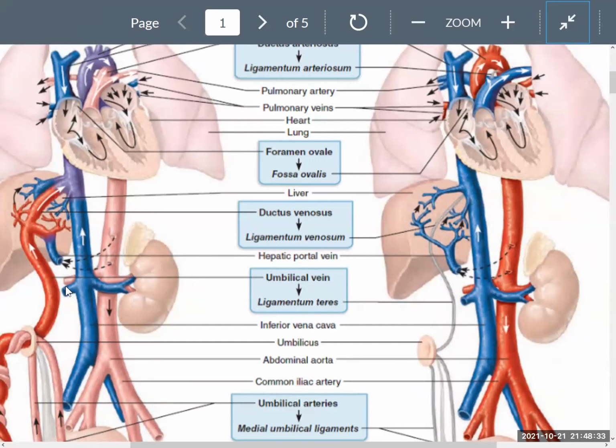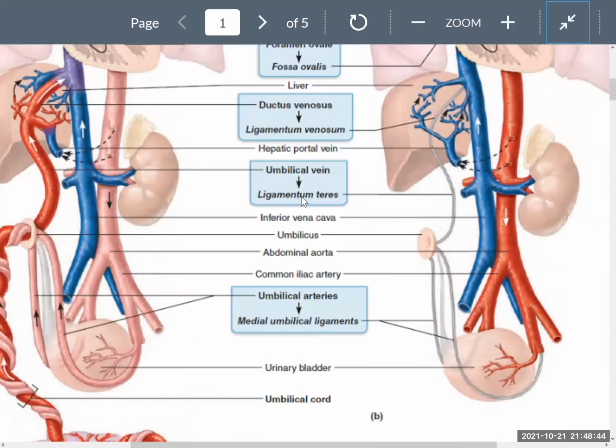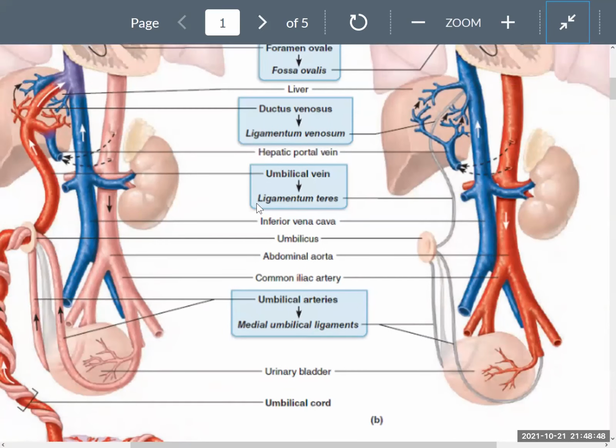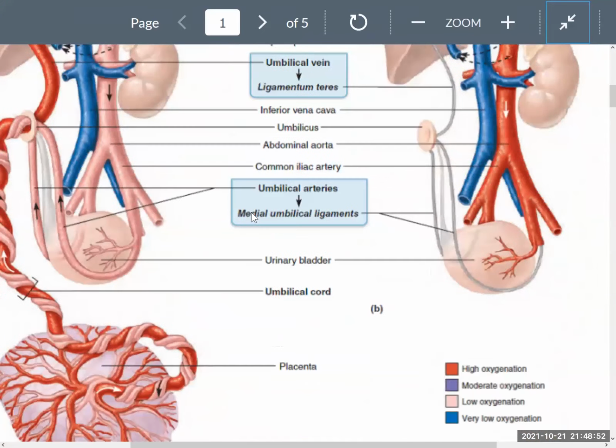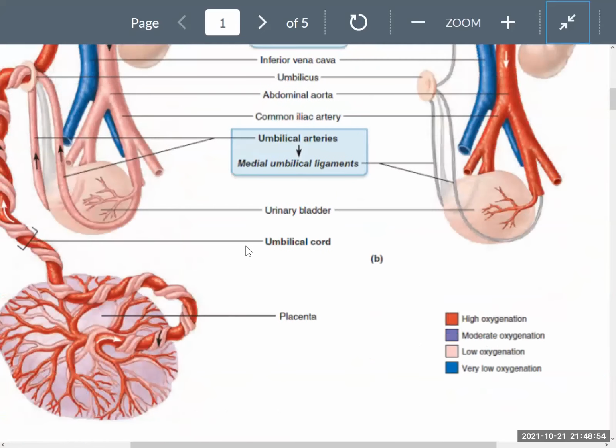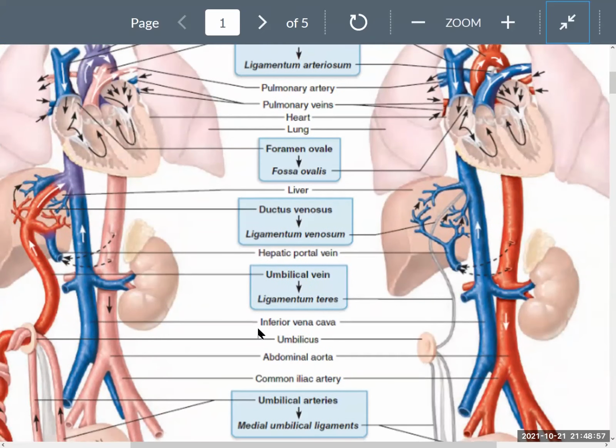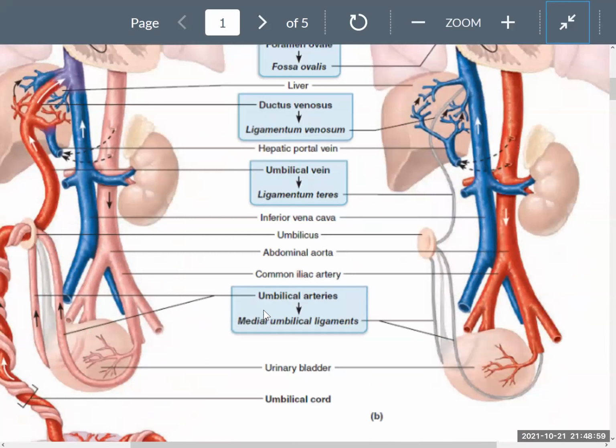The umbilical vein collapses as well. You need not know the ligamentum teres name for that one. Okay. The umbilical arteries also collapse. We'd expect that. Veins and arteries collapse because they're not going to be needed anymore.